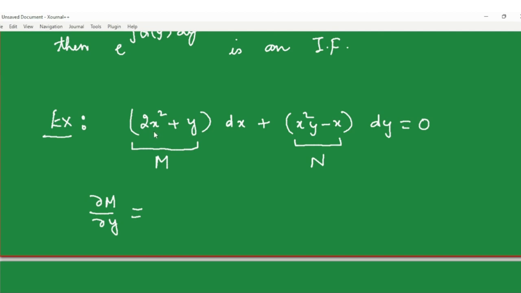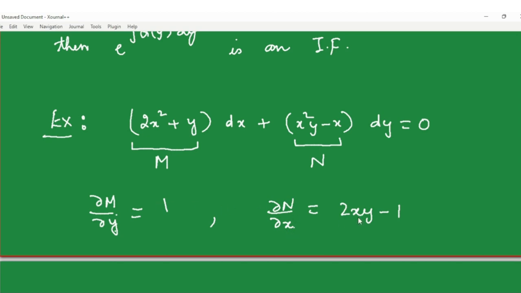This is just a function of x, so this won't contribute to del M by del y. The only thing that comes from here is the derivative of y with respect to y, that's 1. Now let's see what is del N by del x. When I partially differentiate N with respect to x, it's going to be 2xy minus 1. So that's the partial derivative with respect to y of M, and this is the partial derivative with respect to x of N.